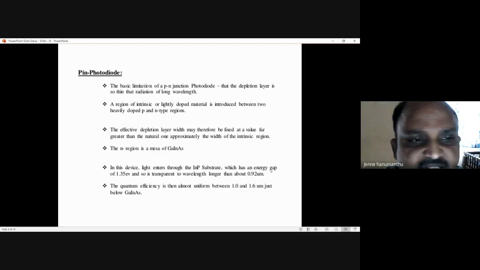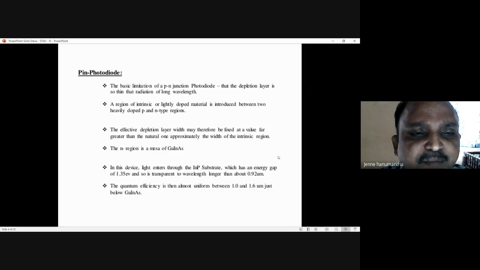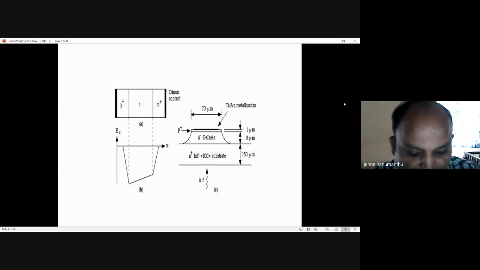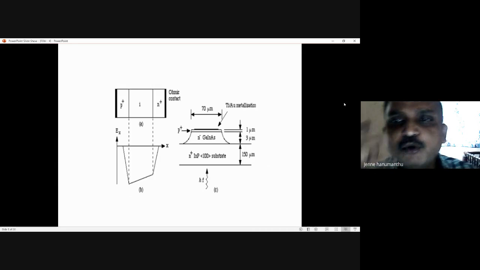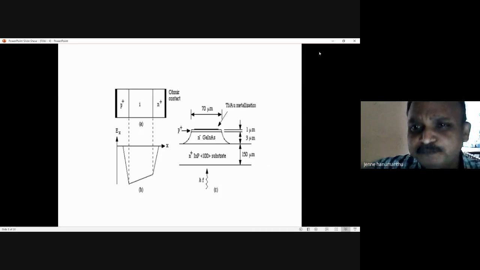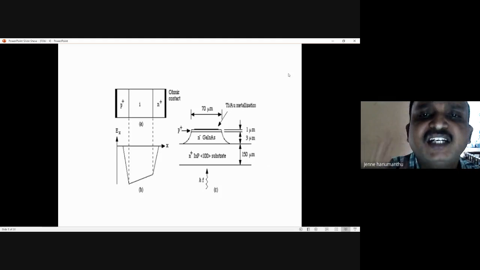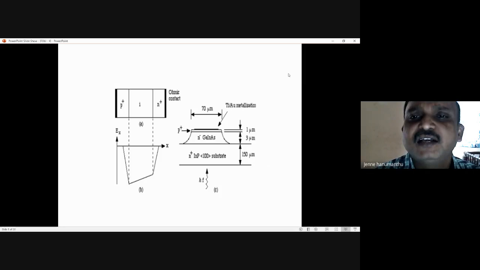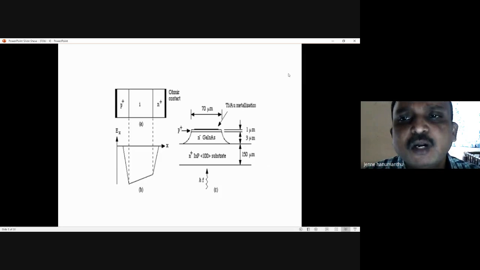But what is the structure of a PIN diode? Go to the next slide. How do you construct the PIN diode? The PIN diode is constructed with the help of a simple PN junction. Do you know the PN junction? Consider a P layer and an N layer formed by doping with suitable impurities in the doping process.